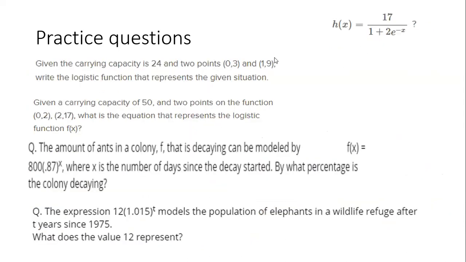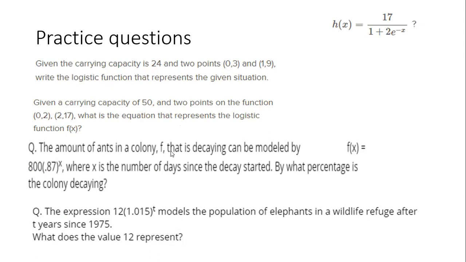Okay, so what about this one? Do it quickly. Given the carrying capacity is 24 and 2 points, it's the same thing. Okay. Given a carrying capacity of 50 and 2 points, again it's the same thing. So you just need to try out both of them. I don't know what's going to happen.